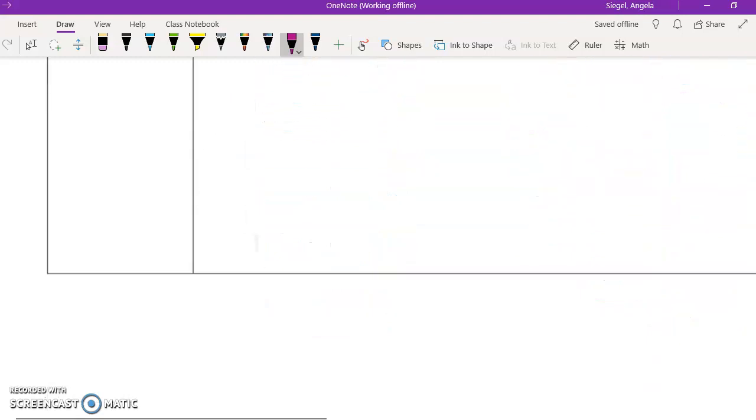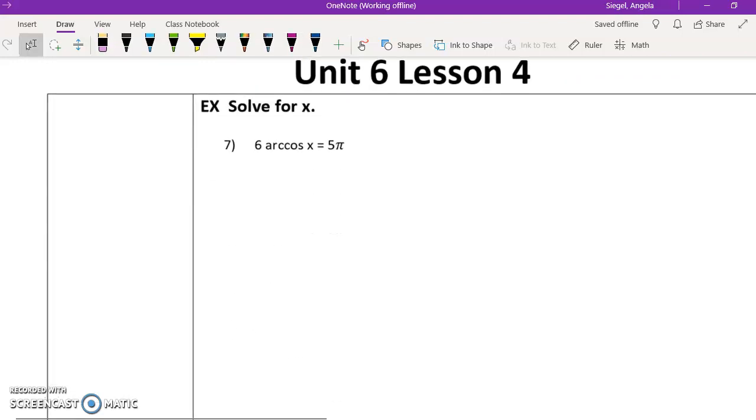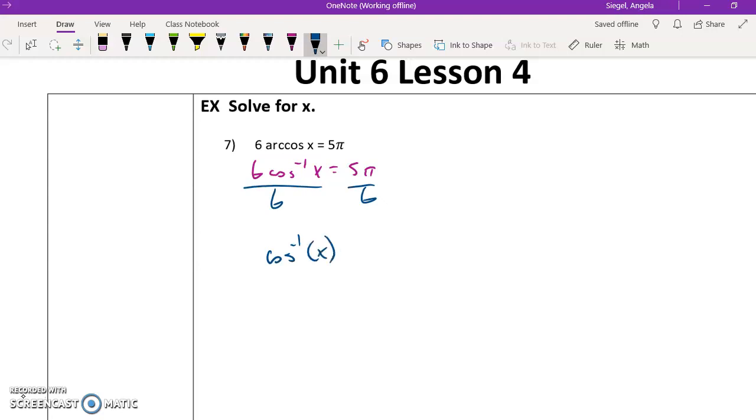Okay, we have 2 more that we're going to talk about. The first one is this one. And again, I'm just going to rewrite this as that. I like that way a little bit better. And I'm just going to use some algebra. I'm going to divide both sides by 6. So cosine inverse of x is 5 pi over 6. Okay, so I'm going to take the cosine of both sides.